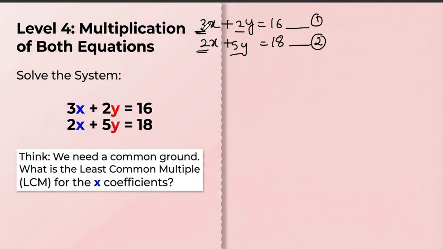What are the coefficients of x? 3 and 2. So we'll multiply the first equation by 2 and the second equation by 3. If you multiply the first equation by 2, we get 3 into 2 is 6x plus 2 into 2 is 4y is equal to 16 into 2, which is 32. Then if you multiply the second equation by 3, we get 3 into 2 is 6x plus 5 into 3 is 15y is equal to 18 into 3, which is nothing but 54.